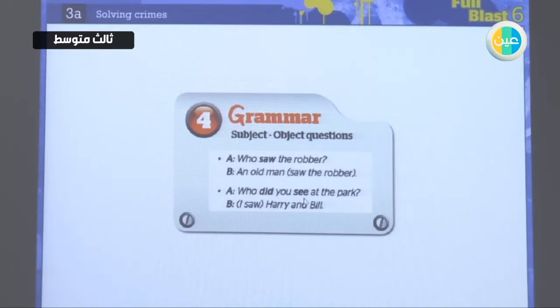So again, to form the subject question, we're going to use the WH word plus the verb. To form the object question, we're going to use the WH word plus auxiliary plus the verb. Now, I want you to think of your own examples at home and try to write your own sentences, your own questions about the subject and object questions.